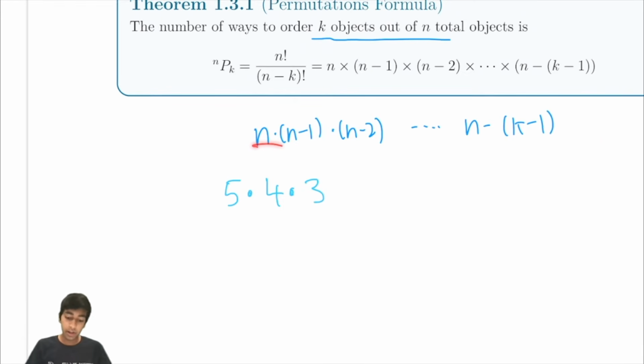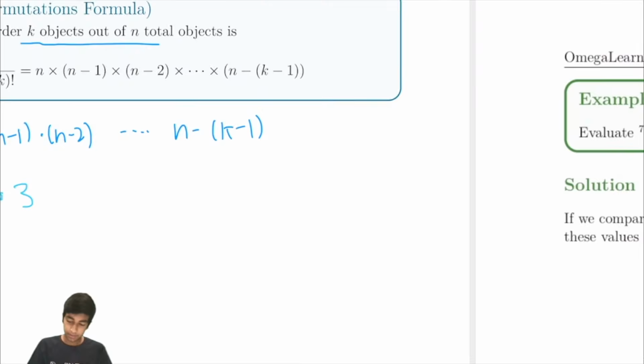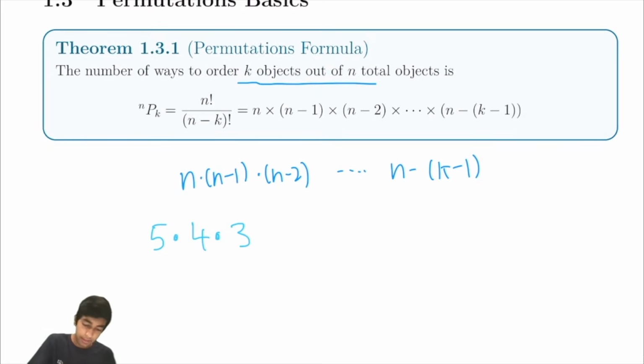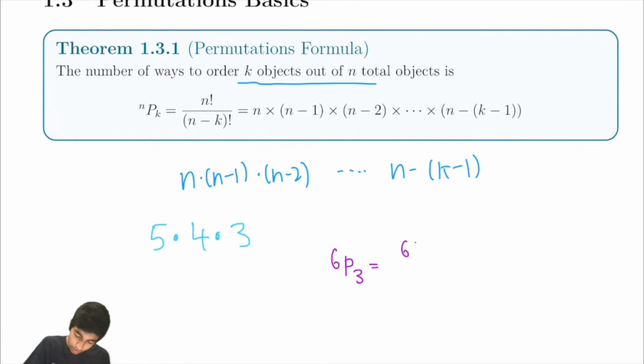N choices for the first one, then n minus 1 choices for the second one we pick, then n minus 2 for the third one we pick, all the way till the kth object we pick, n minus (k minus 1). And using our factorial notation, we can simplify it to this over here, n factorial over (n minus k) factorial. So for example, something like 6P3 would just be 6 factorial over (6 minus 3) factorial, which is 6 factorial over 3 factorial, because 6 minus 3 is 3.